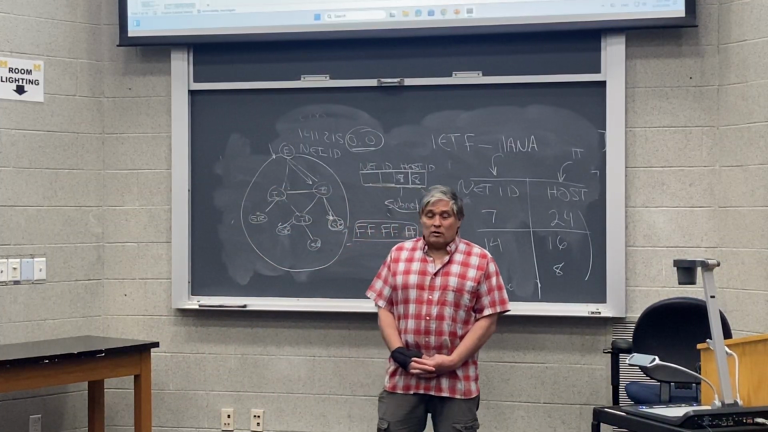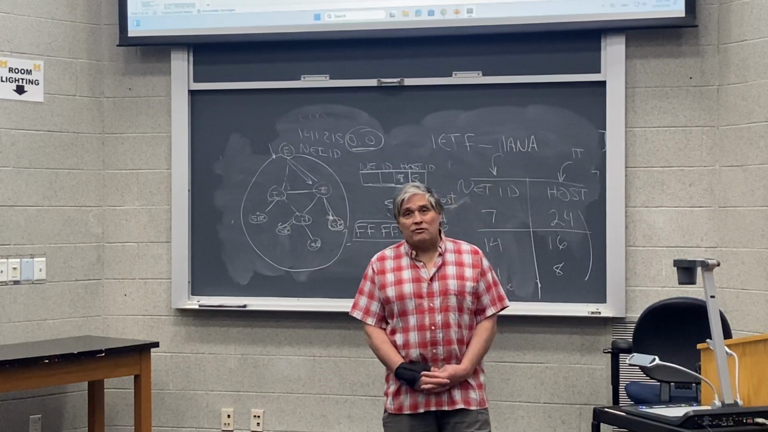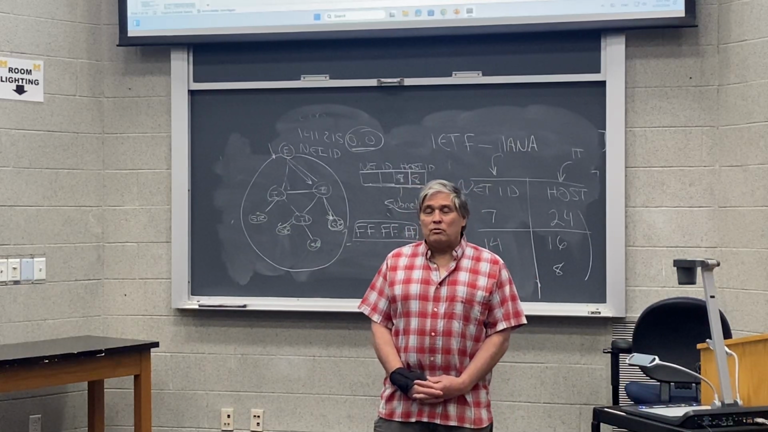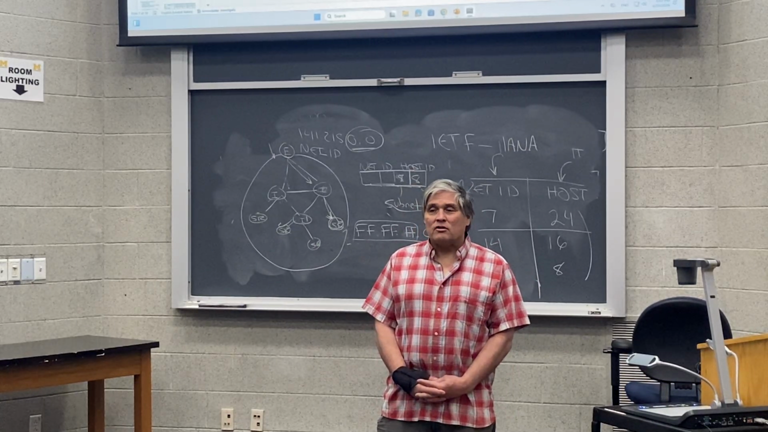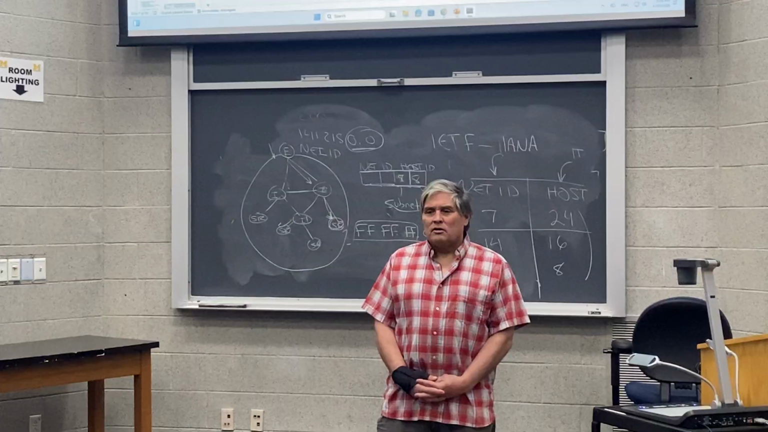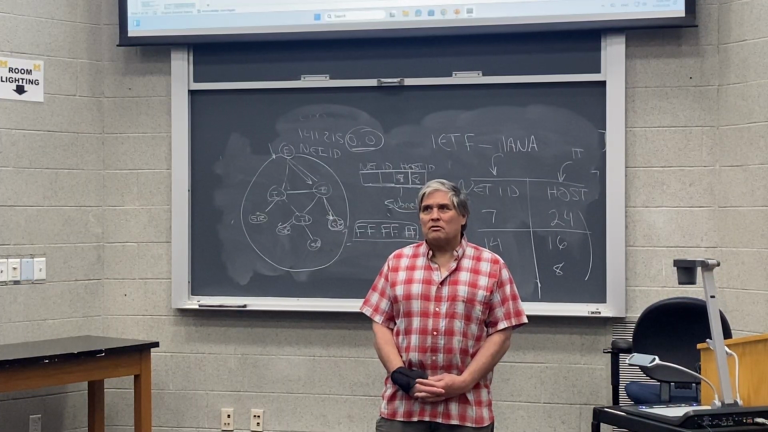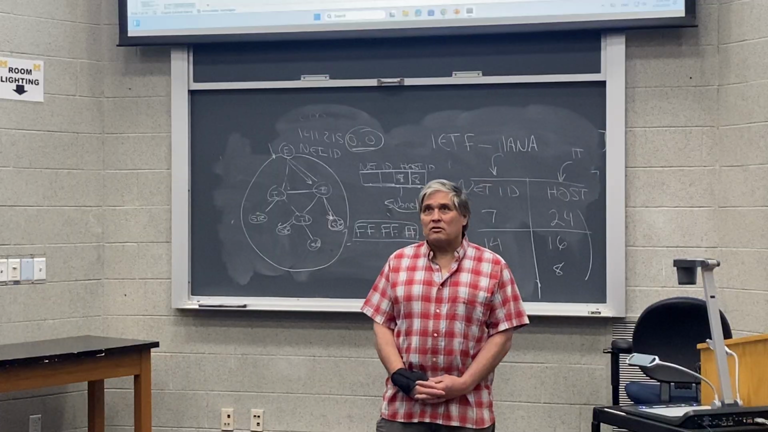But just know generally you have 2 to the 14th network IDs in Class B, you have 2 to the 8th subnet IDs, and you have 2 to the 8 host IDs, minus a couple in the subnet field and minus a couple in the host field. All right? So any questions on that?